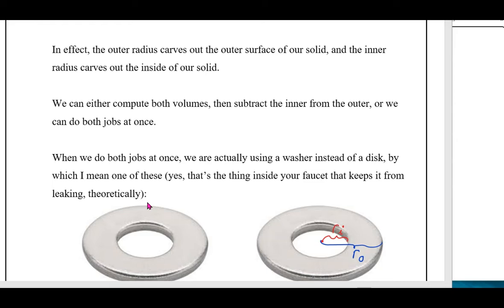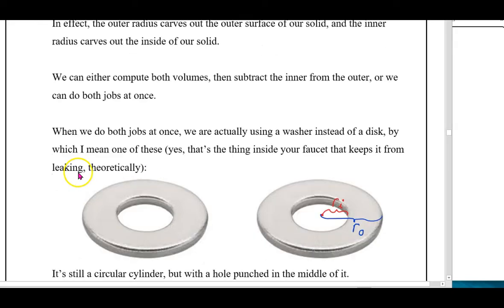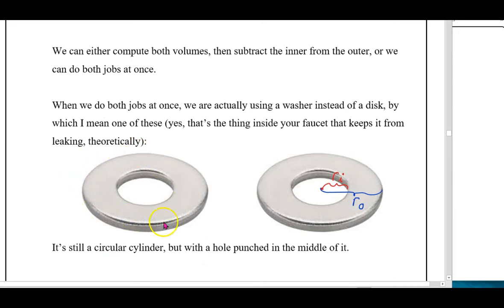If we do both jobs at the same time, we're actually using a shape called a washer instead of a disk, by which I mean one of these shapes that you see in the picture here. Now, a real washer is much smaller than this, at least the kind that go inside your faucet to keep it from leaking. It is still a circular cylinder, but with a hole punched in the middle of it. You can see the hole here. The inner radius goes from the center to the closest inside edge, and the outer radius again from the center to the outside edge.